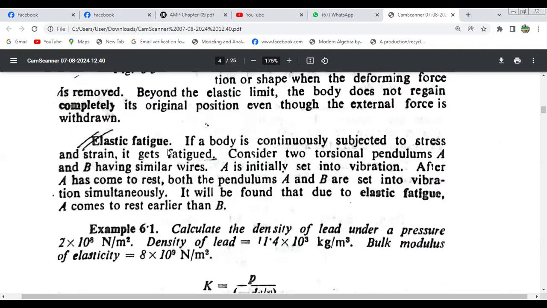Elastic fatigue. If a body is continuously subjected to stress and strain, it gets fatigued. That means it does not return to its previous state, it changes a little, and it takes a long time to return to the previous state. Consider two torsional pendulums A and B having similar wires. A is initially set to vibration. After A has come to rest, both the pendulums A and B are set into vibration continuously. It will be found that due to the elastic fatigue, A comes to rest earlier than B.